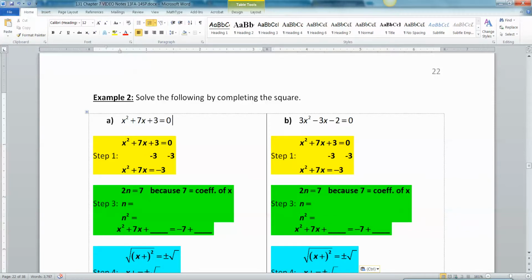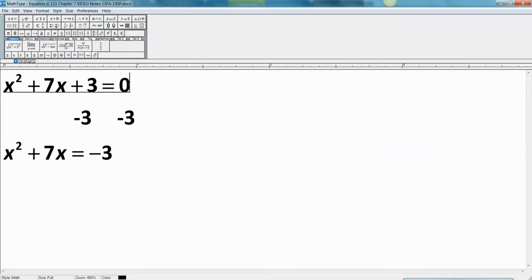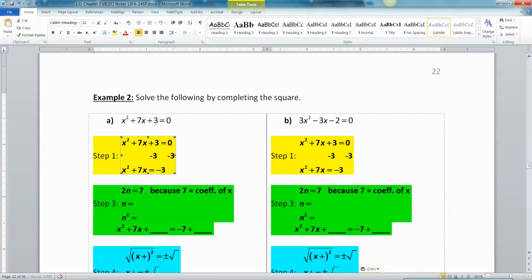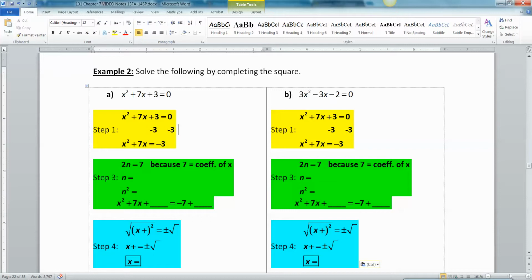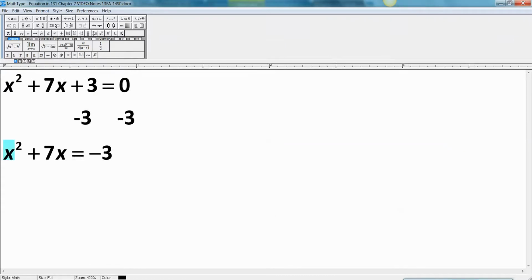All right, we're going to practice two more completing the square problems. So here I have x squared plus 7x plus 3 equals 0. Step one is you subtract 3 from both sides. You'll get x squared plus 7x equals negative 3. Done with that step. And again, I don't need to bother in this problem with step 2 because my leading coefficient is 1 right here, the number in front of the x squared.